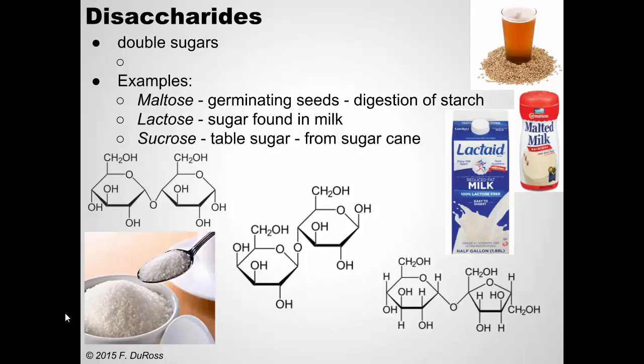Okay, so lactose is a sugar found in milk, and it is a combination of two sugars put together. Okay, it's glucose and galactose.